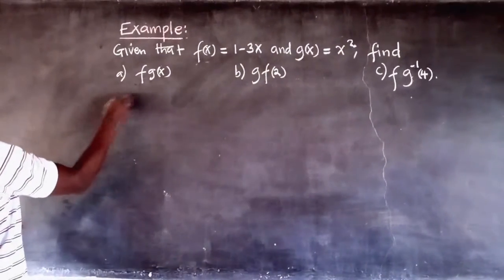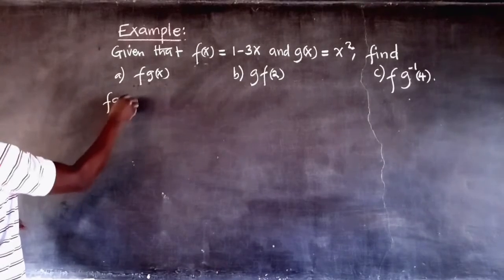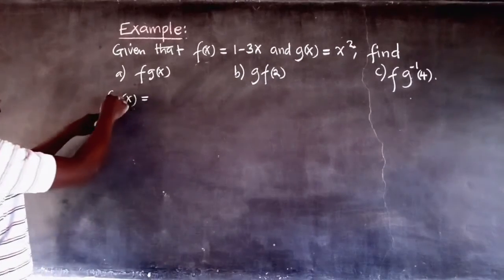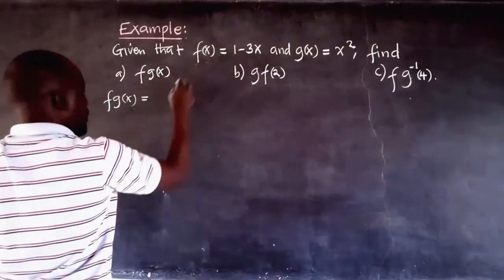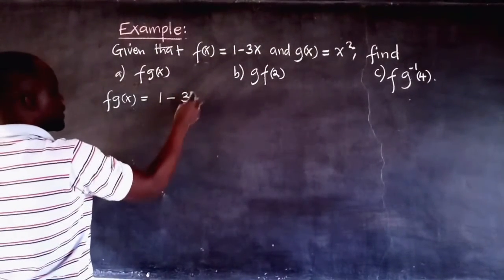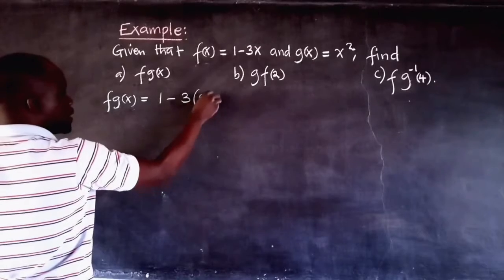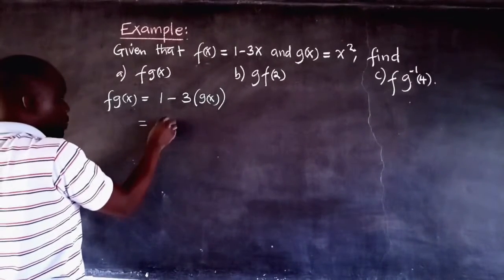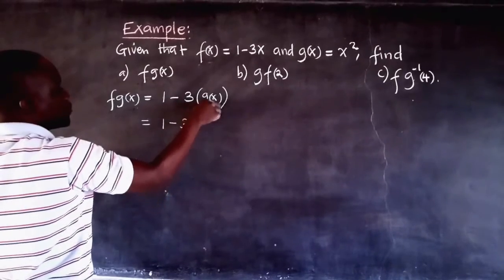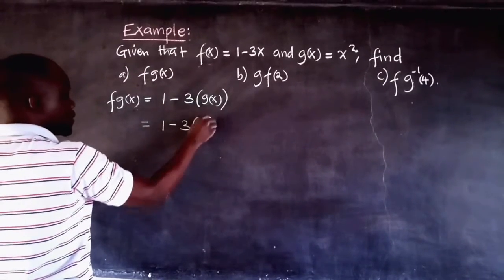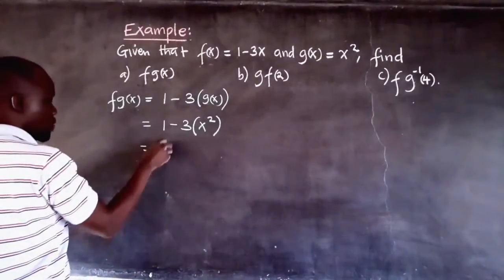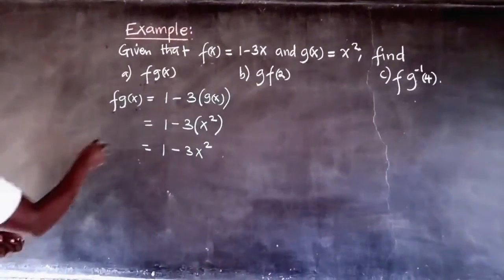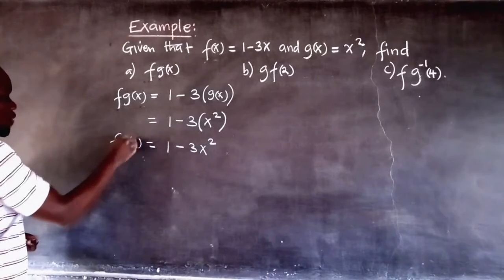So we shall say this fg of x, it means we are putting the g of x into the f function. The f function is 1 minus 3x. Where there is x, we are putting there g of x, which we very well know as x squared, giving us 1 minus 3 into x squared, which is 1 minus 3x squared as our solution for fg of x.